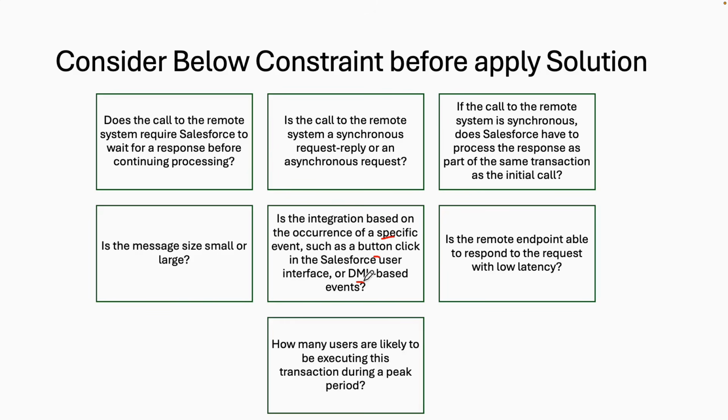And finally, which is again very important, how many users are likely to be executing this transaction during a peak period? Because this is where you understand whether the external system is capable of handling the load, whether it can process all the requests that are going to it. Because in a peak period you may have lots of requests, and because this is a synchronous way of doing the work, a lot of the requests will be in the queue, and there's a high probability that your transaction will time out. So you should have a better understanding of the volume of transactions that we are expecting during the peak period.